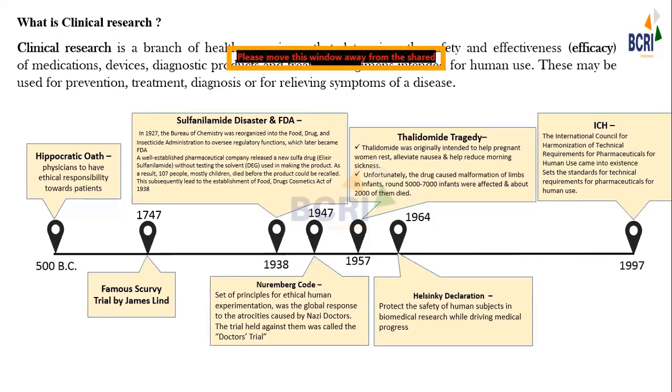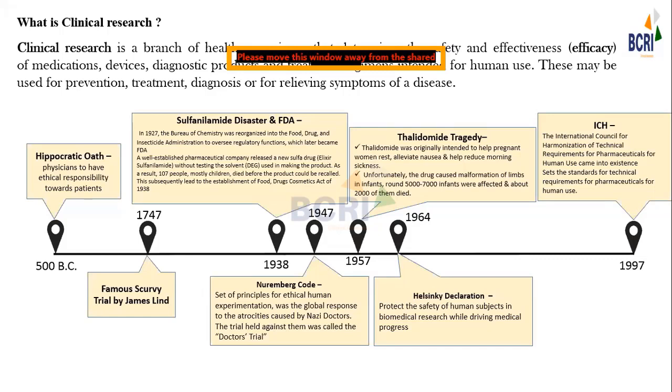In 1927, the Bureau of Chemistry was reorganized. In the US they had a Bureau of Chemistry, an organization, and it got reorganized and formed something known as the Food, Drug and Insecticide Administration. Food, drugs and insecticides, all these three things were taken into consideration, and this later became what we currently call the FDA, the Food and Drug Administration. Why did this come into being in 1927 or the 1930s for that matter?